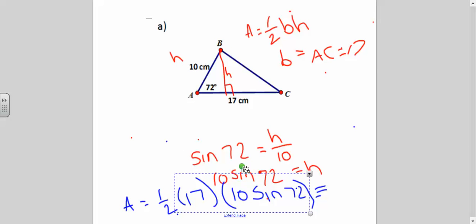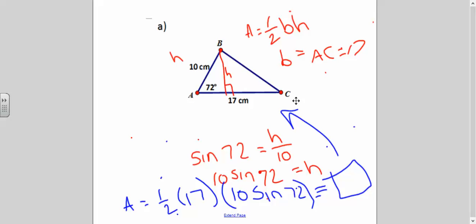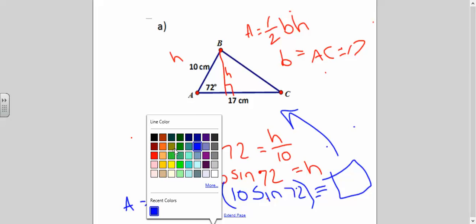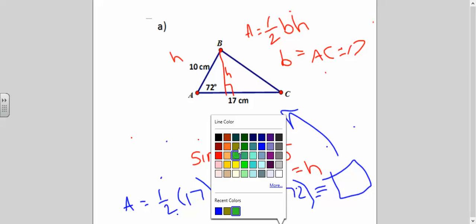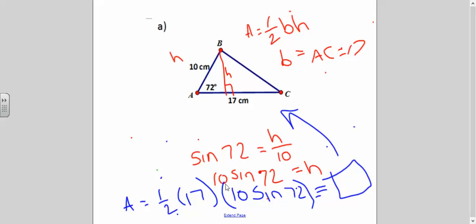You're going to take the number 1/2, or 0.5, times 17 times 10 times the sine of 72, and whatever that number comes out to be, that would be the area of this triangle. So if we look at this as from before, our 17 is AC, 10 is AB, and then times the sine of your included angle.